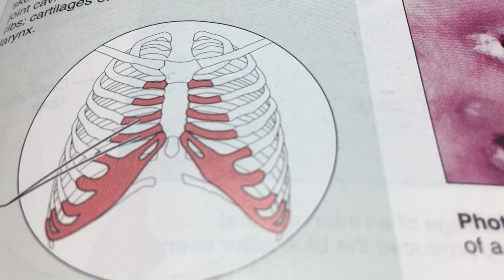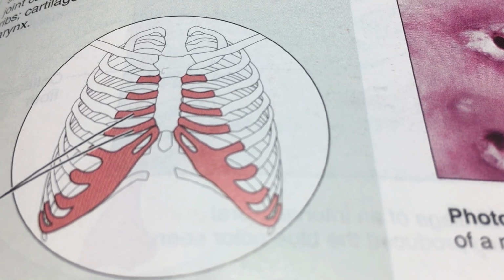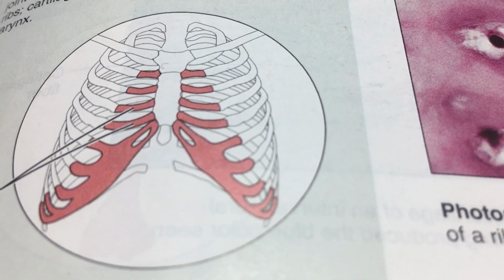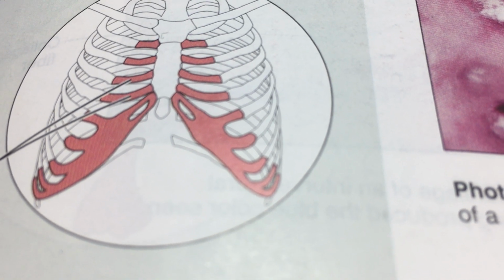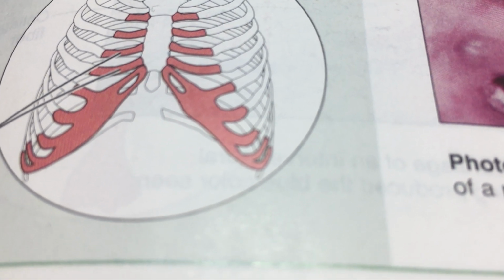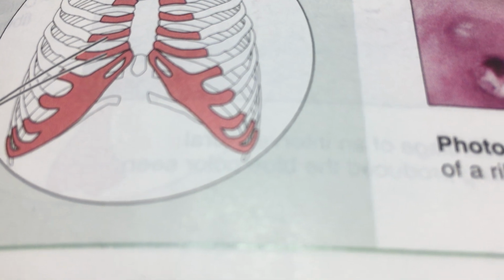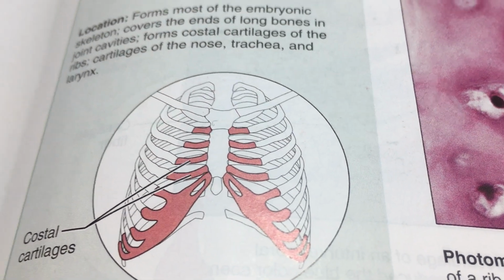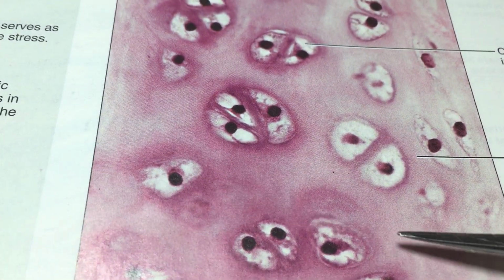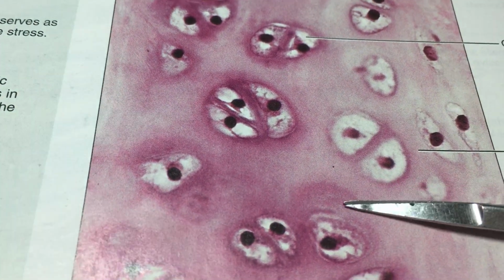And then there's the knuckles of your hands. So if you make a fist and you feel the knuckles or the bones of your hand meeting up with the bones of your fingers, where they bend, they're going to be having some hyaline cartilage because it's also the cartilage of articulation.